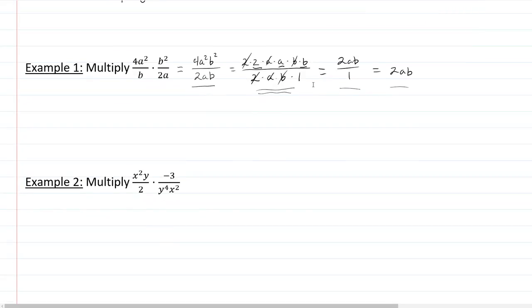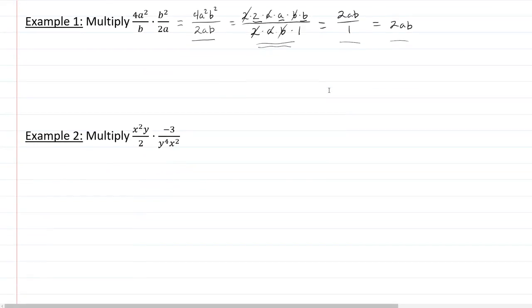So let's go through another example, this time involving negative numbers. So we have to watch our signs. And this has different variables, x's and y's. So first off, we multiply straight across. So x squared y times negative 3 in the numerator is just negative 3x squared y. And in the denominator, 2 times y to the 4th x squared is just 2y to the 4th x squared.